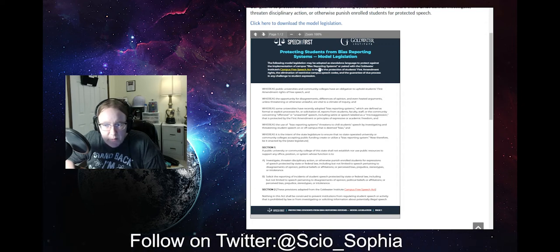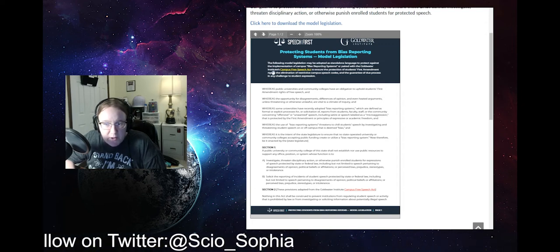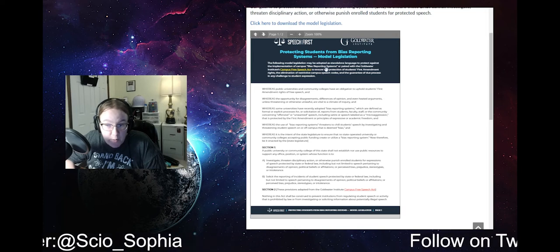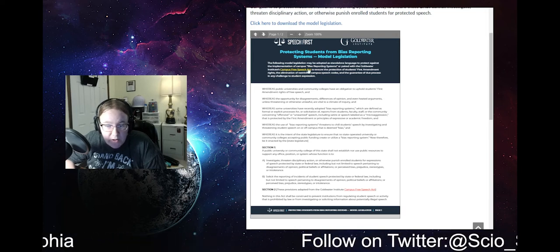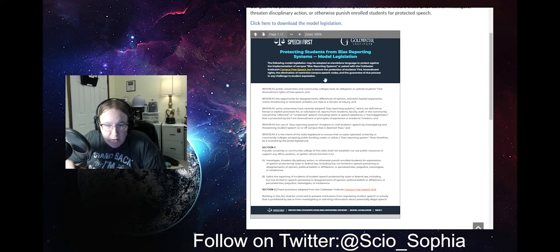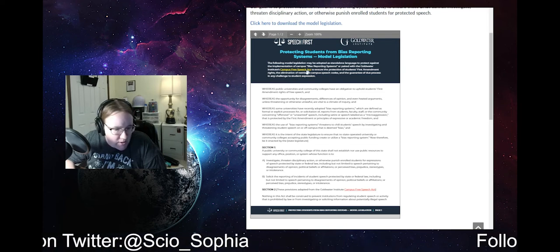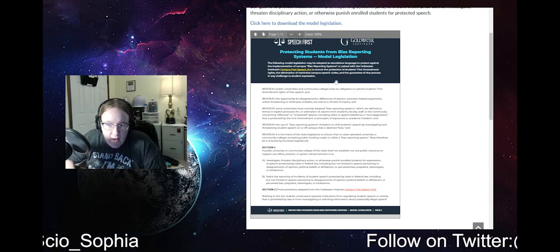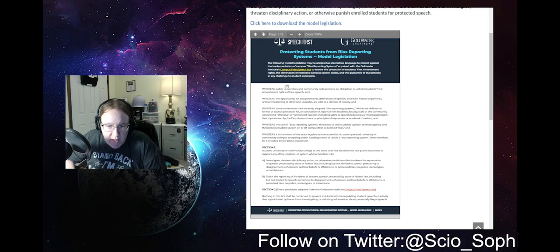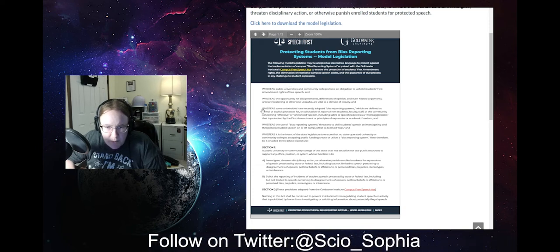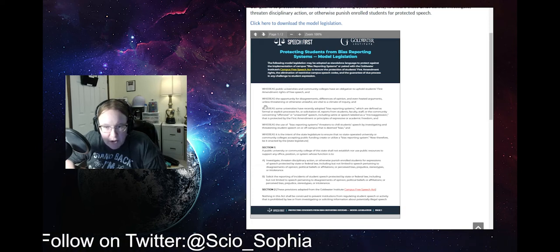The following model legislation may be adopted as standalone language to protect against the implementation of campus bias reporting systems, or paired with the Goldwater Institute's Campus Free Speech Act to ensure the protection of students' First Amendment rights, the elimination of restrictive campus speech codes, and the guarantee of due process in any challenge of student expression. Here's what the draft language says.